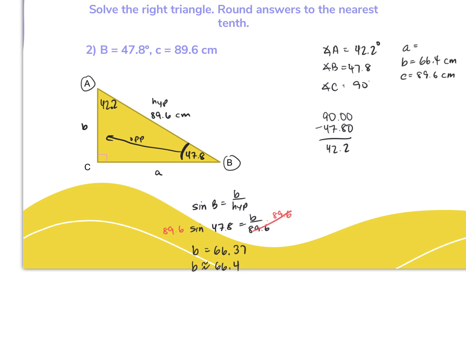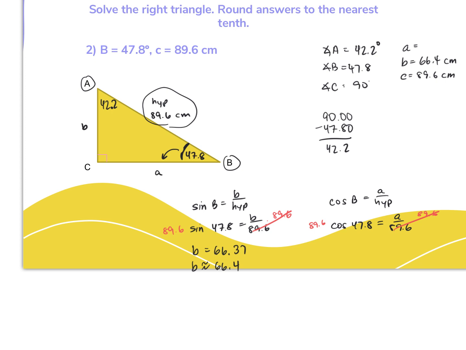So again, now I'm going to try to figure out how I'm going to find little a. Well, little a is the adjacent side, and this is the hypotenuse. So again, I know that if I do the cosine of angle B, that's going to be adjacent over hypotenuse. So I'm going to plug in. So cosine of 47.8 equals little a over 89.6. Yet again, to solve for the variable, I've got to multiply both sides by this denominator.